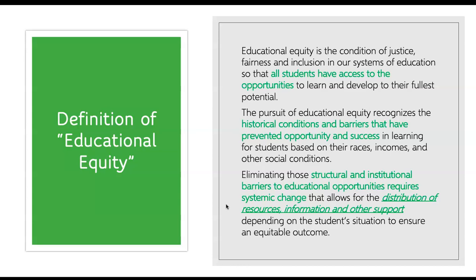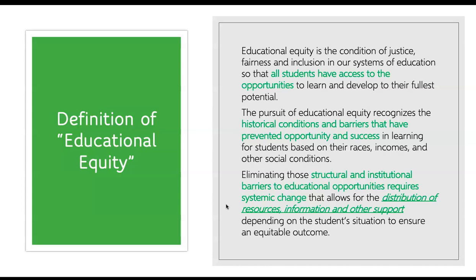The pursuit of educational equity recognizes the historical conditions and barriers that have prevented opportunity and success in learning for students based on their races, incomes, and other social conditions. Eliminating those structural and institutional barriers to educational opportunities requires systemic change that allows for the distribution of resources, information, and other support depending on the student's situation to ensure an equitable outcome.